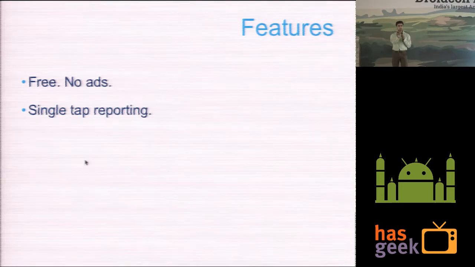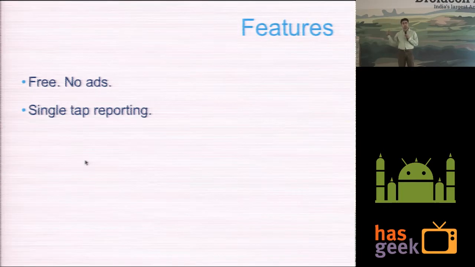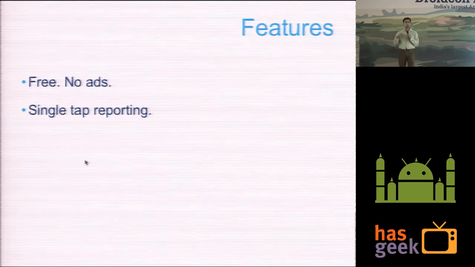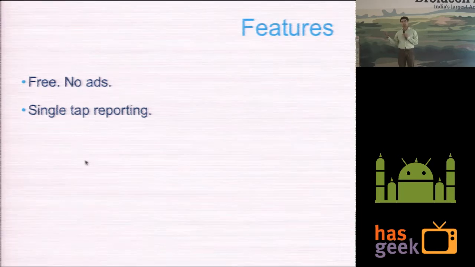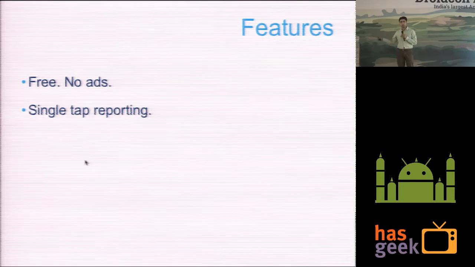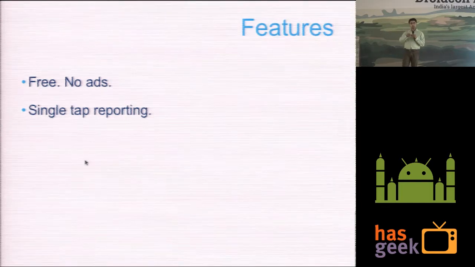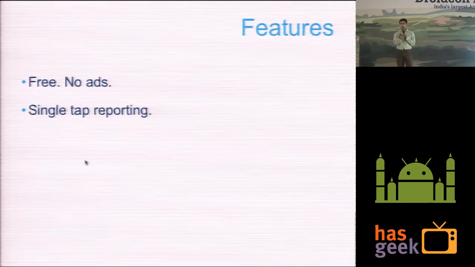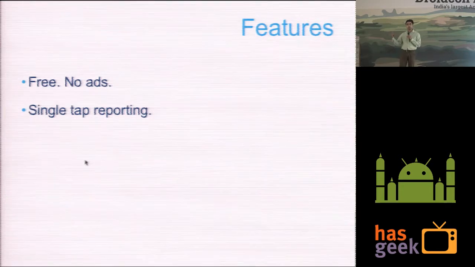There's single tap reporting of spam. So you see a nice list of SMS and calls that you have received in the past 3 days, because TRAI specifies that you can only report the calls and SMS that you have received in the last 3 days. So it filters out everything else. You just need to tap on one particular entry, and it is reported to TRAI as spam.